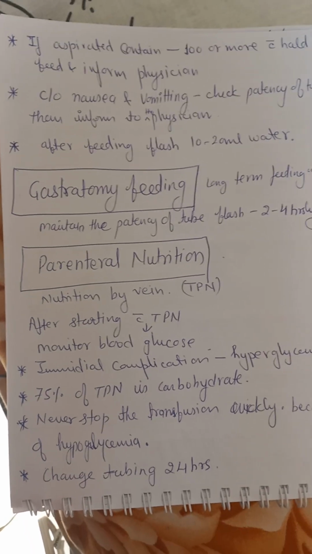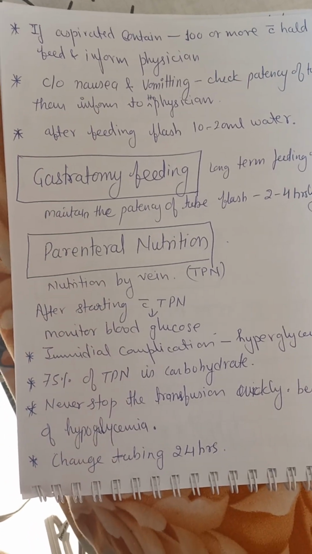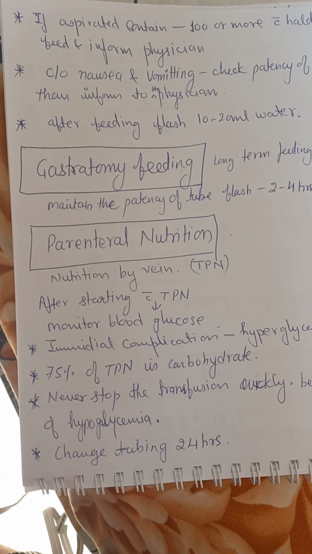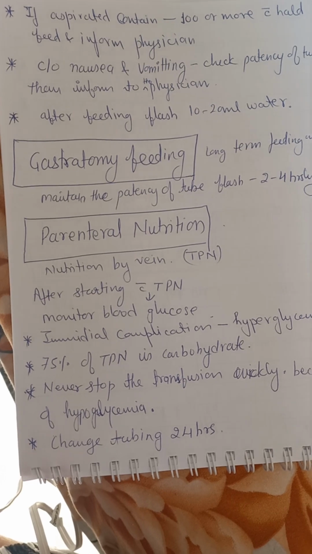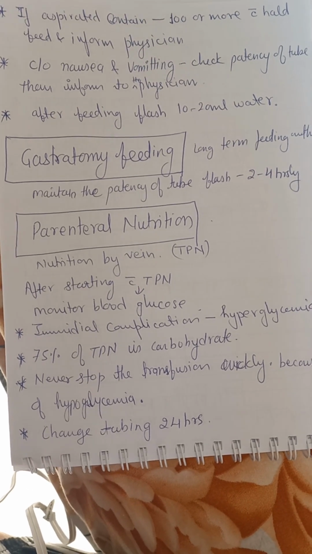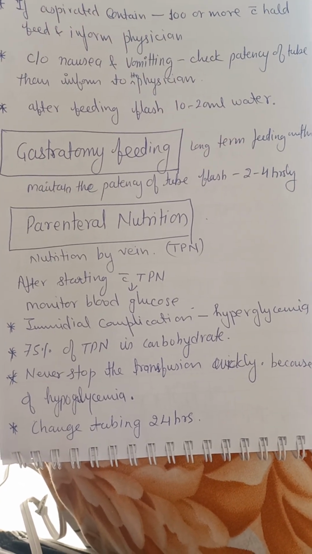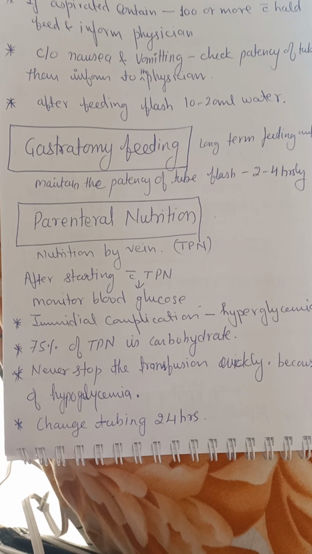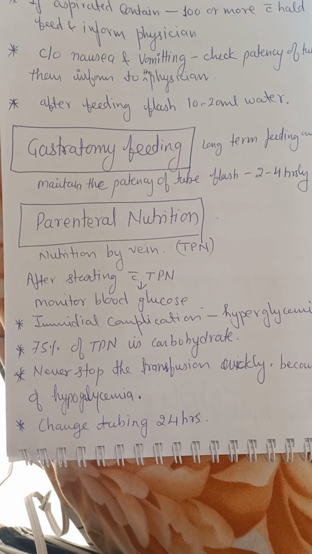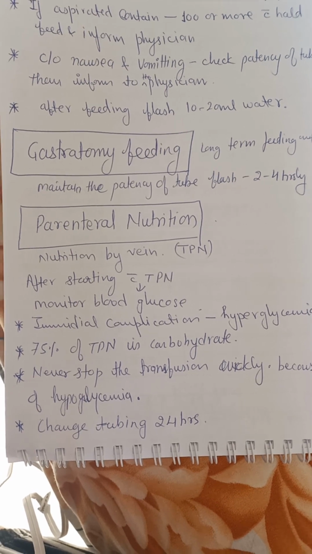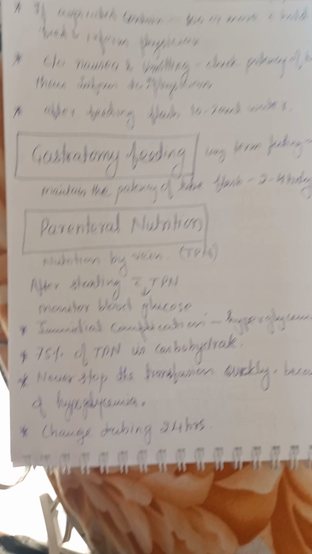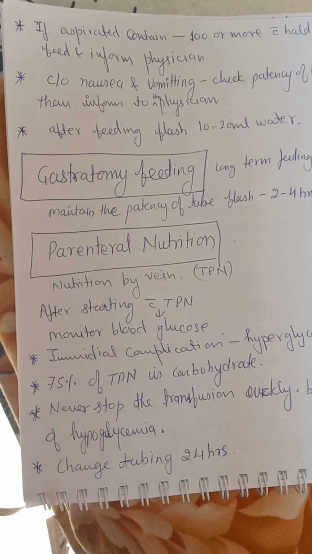If aspirated content is 100 ml or more, then withhold and inform the physician. If the patient complains of nausea and vomiting, then check the patency of the tube, then inform the physician. After each feed, we have to flush with 10 to 20 ml of water. NG tube is short term.